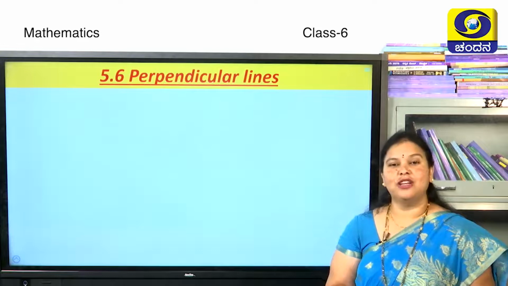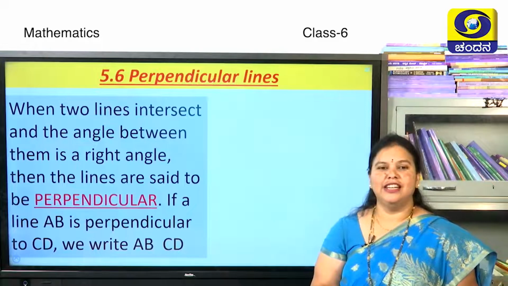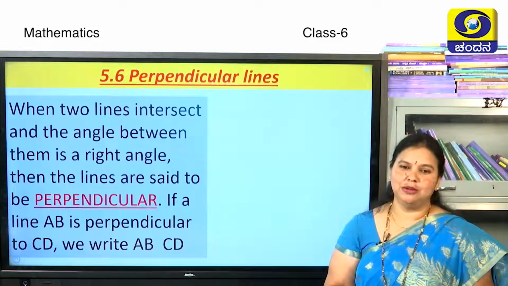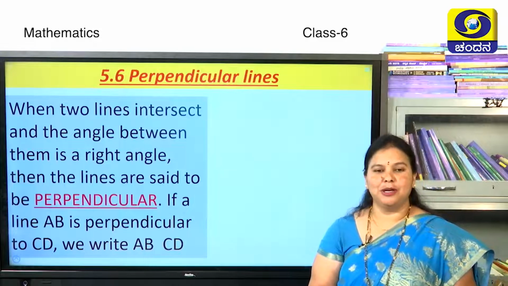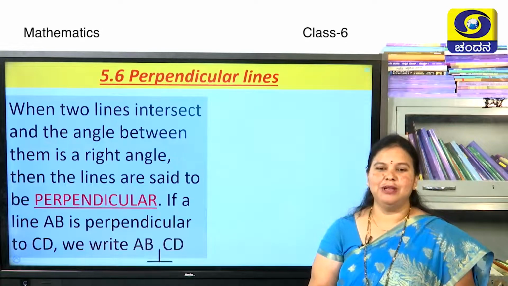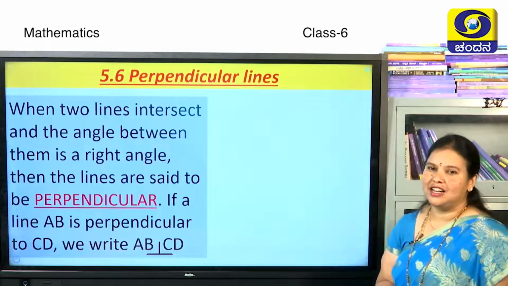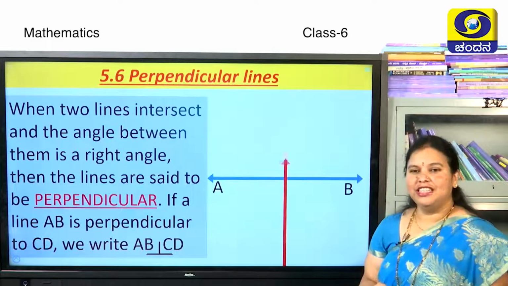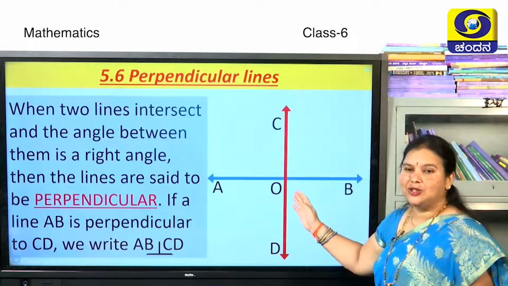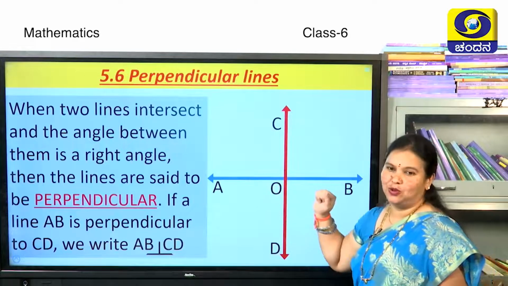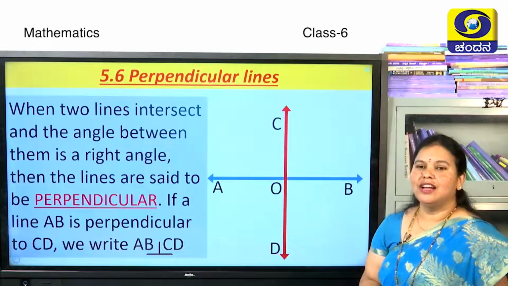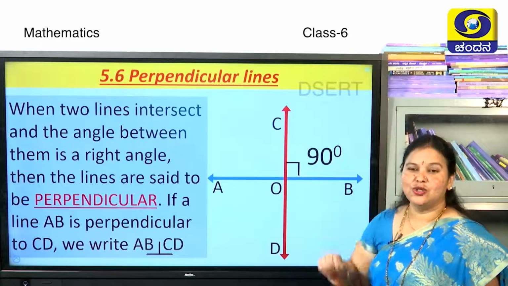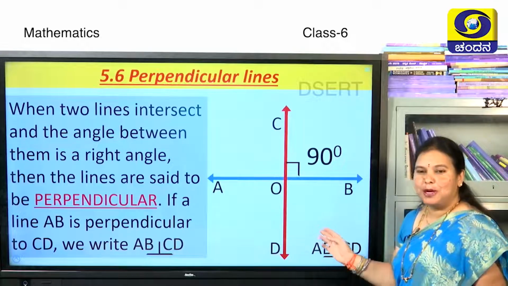Now we will study what are perpendicular lines. When two lines intersect and the angle between them is a right angle, then the lines are said to be perpendicular. If a line AB is perpendicular to CD, we write AB is perpendicular to CD. We'll see how. Here I have taken one line named AB and I will take one more line CD. These two lines are intersecting at the point O, isn't it? So, an angle has formed between these two lines, which is a right angle. So, we can say that AB is perpendicular to CD.